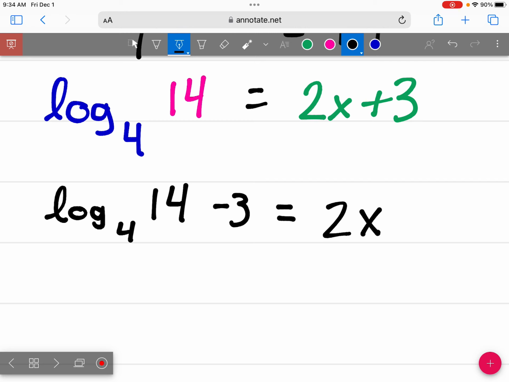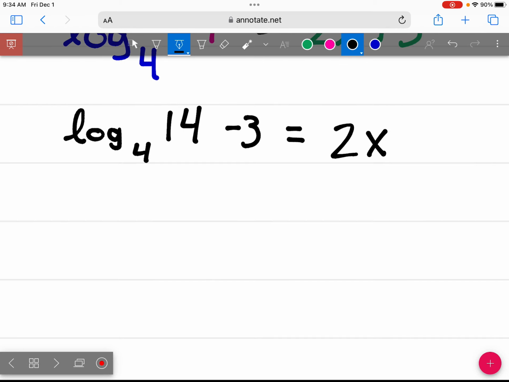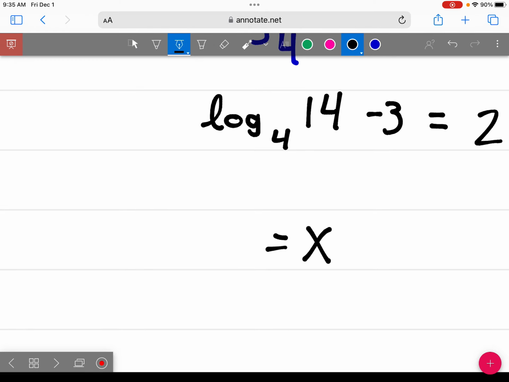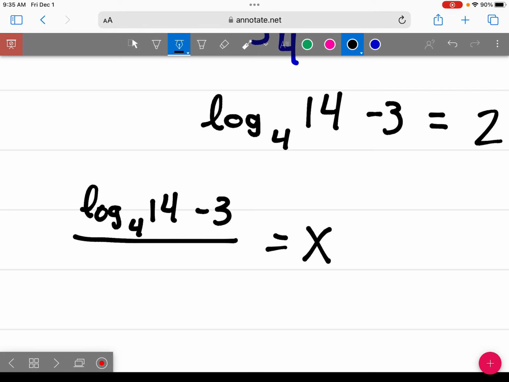We still need to get x by itself, so what are we going to do? Are we going to divide? Divide by what? By 2. And our exact answer is not going to be pretty, because our exact answer is log base 4 of 14 minus 3 over 2.